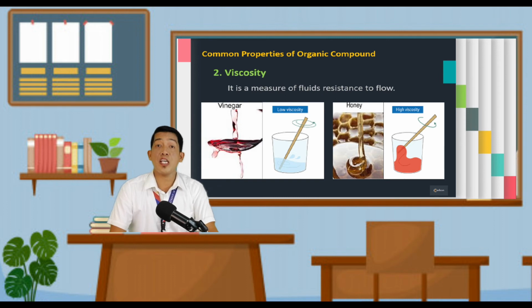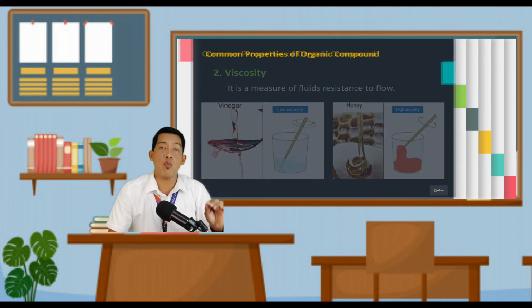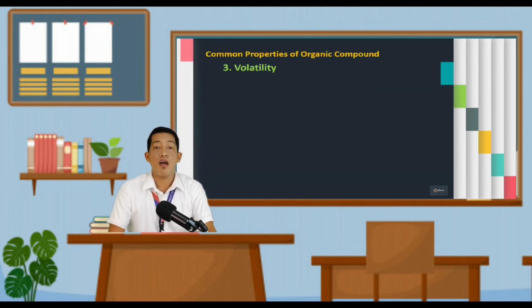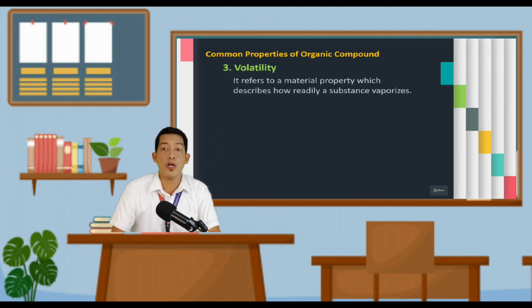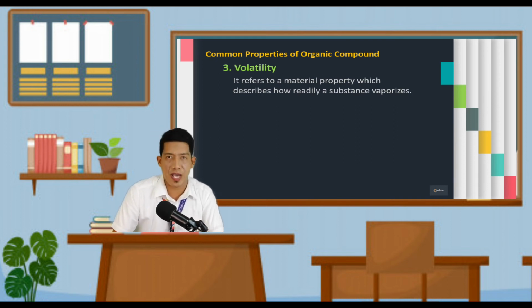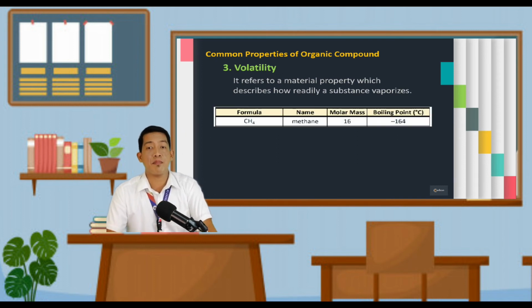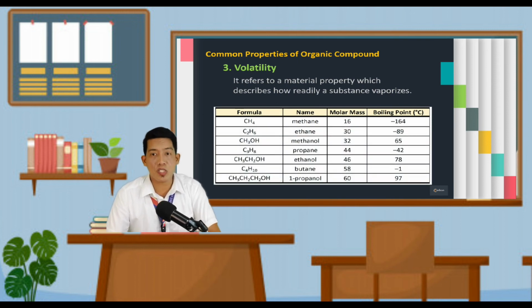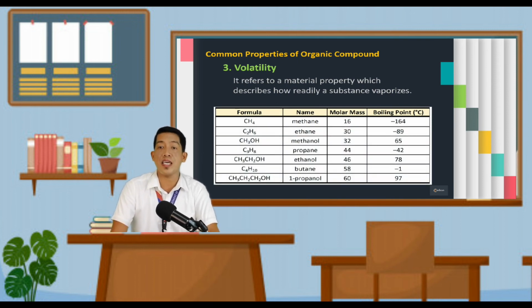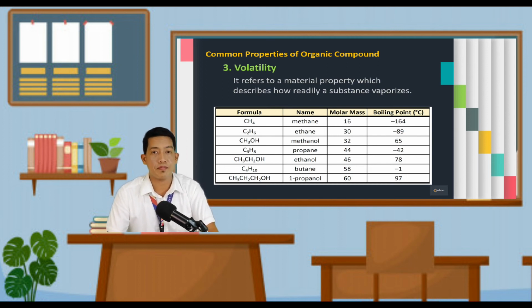Do you have any clarification? If none, now let's go on to the next property, the third one, volatility. Volatility is a material property which describes how readily a substance vaporizes. At a given temperature and pressure, a substance with high volatility is more likely to exist as vapor, while a substance with low volatility is more likely to be a solid or a liquid.